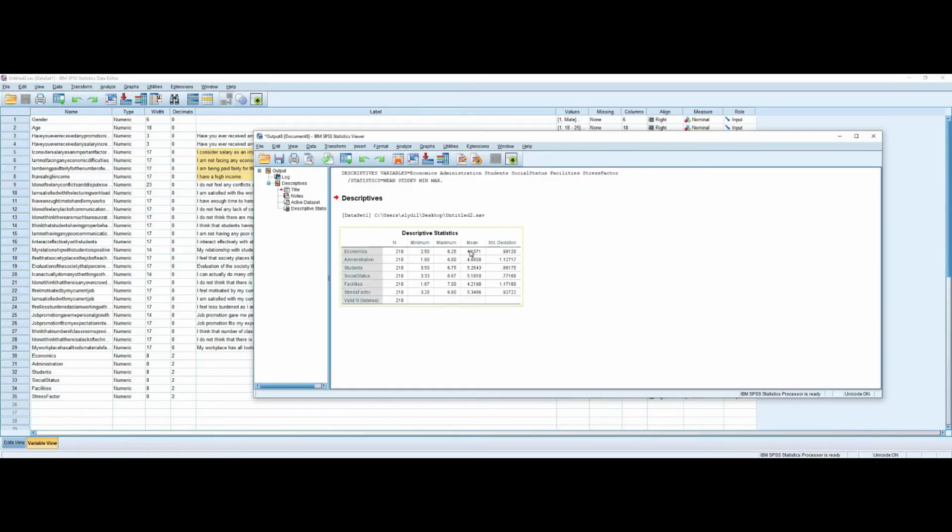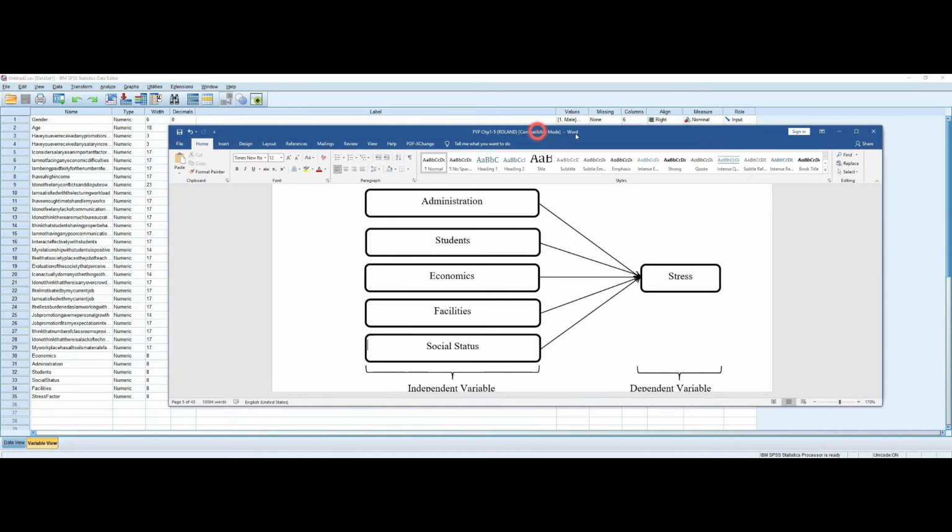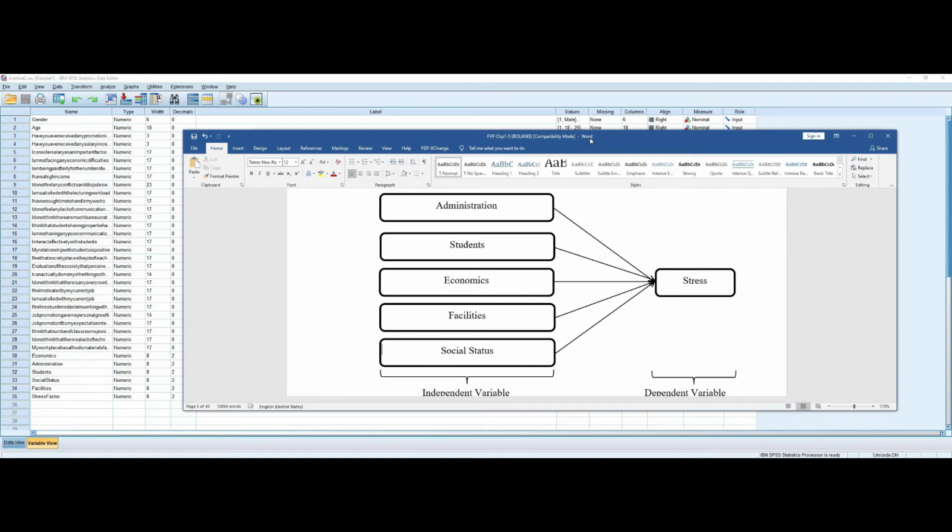But in my personal suggestion, the important part of the mean analysis is the stress factor, which is the result of the mean analysis for the dependent variable. We can see whether these people are stressed or not. That's what we want to know. We are not yet looking for the relationship between the independent and dependent variables. We just would like to see whether the respondents tend to be stressed in this school or not.